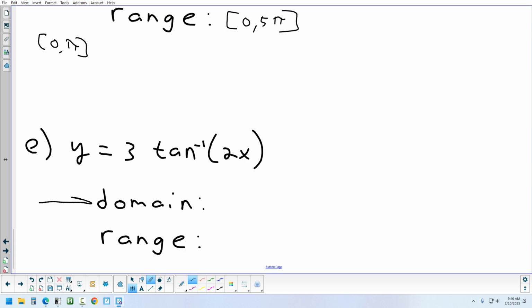Should never have to think about that one. What's the domain of inverse tangent? Think about what it looks like. Right. Doesn't matter how you stretch, shift, compress, you can't change the domain.